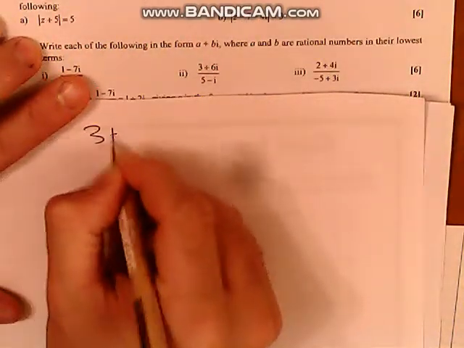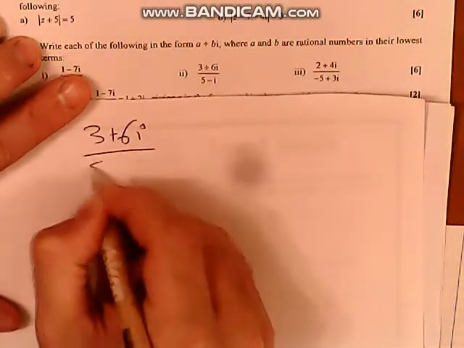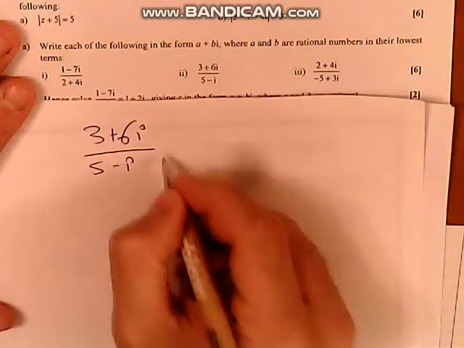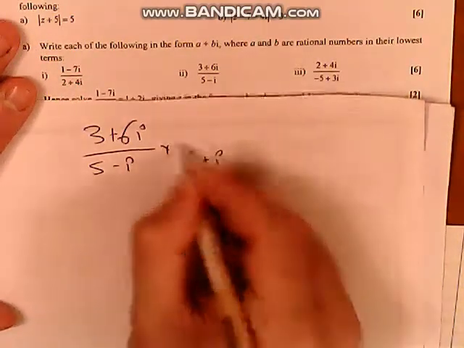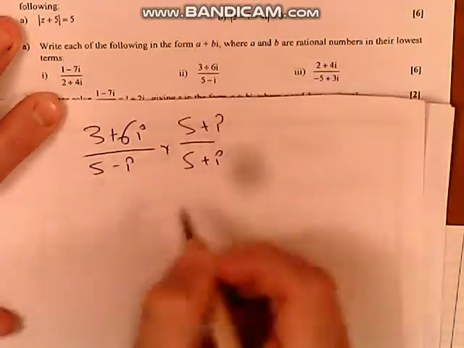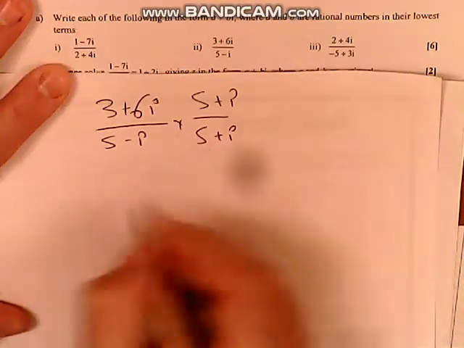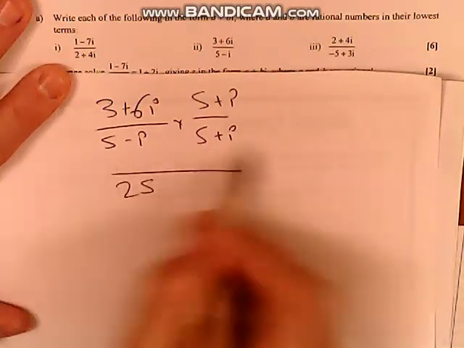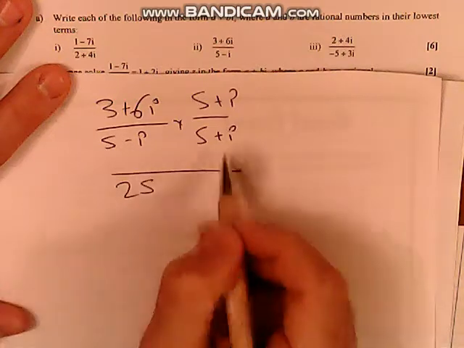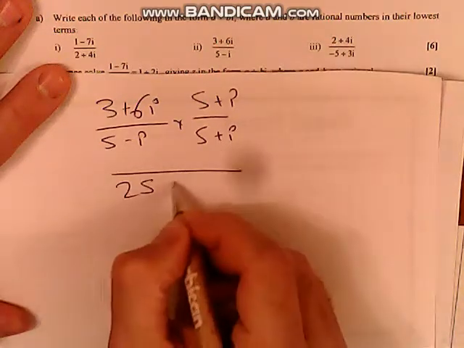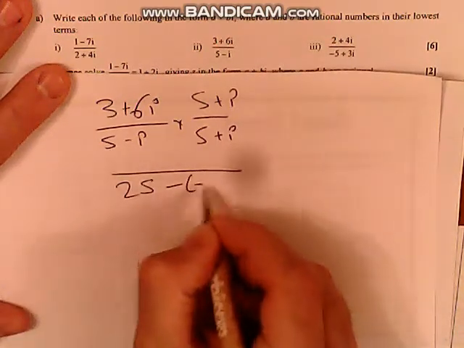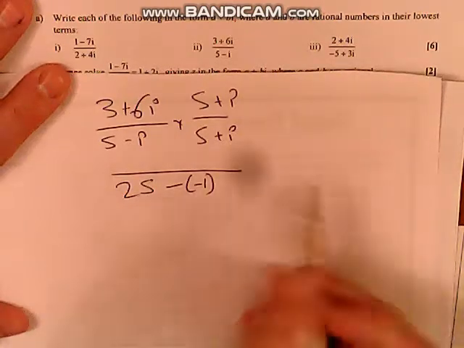Exactly the same. 3 plus 6i over 5 minus i. The same rules apply. It's got to be 5 plus i over 5 plus i. Again, the bottom, 5 times 5 is 25, because that's the difference of two squares. I've got my middle terms cancelling, so I've got minus i times i. I like to think of it as a 1. i times i is a minus 1, so this will eventually be positive.